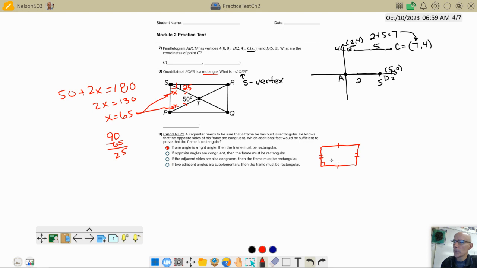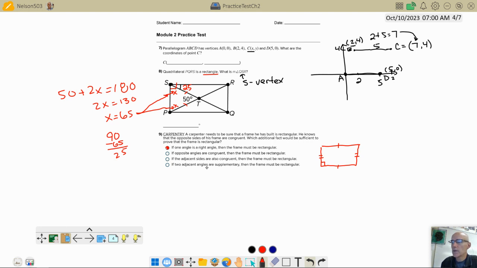No, what they're saying is like if there's a 1 tick and a 1 tick and a 1 tick and a 1 tick, no, that'd be called a rhombus, and they don't have to be right angles. And if they were right angles, it'd be called a square, which is a very special type of rectangle. So, but no, not this one. That's not going to cut it. Let me say it again. That's going to make it a rhombus.